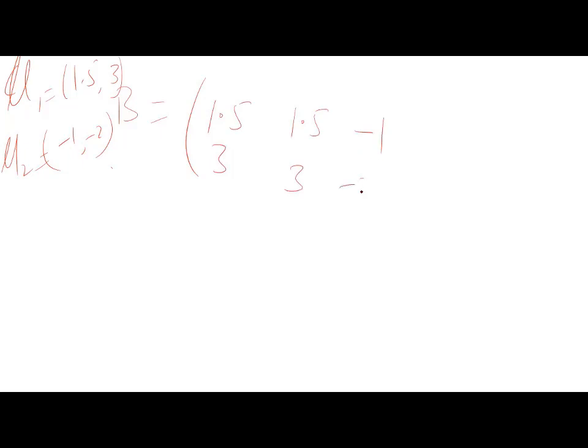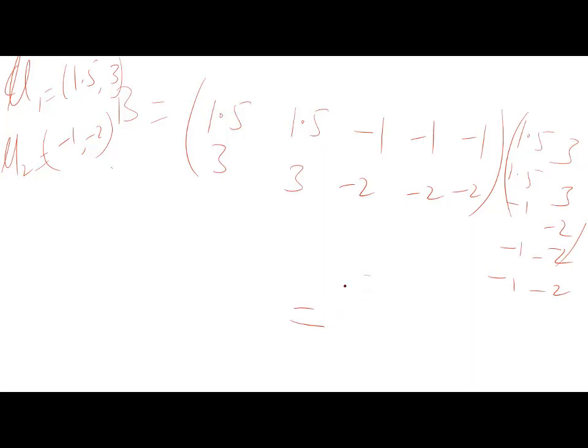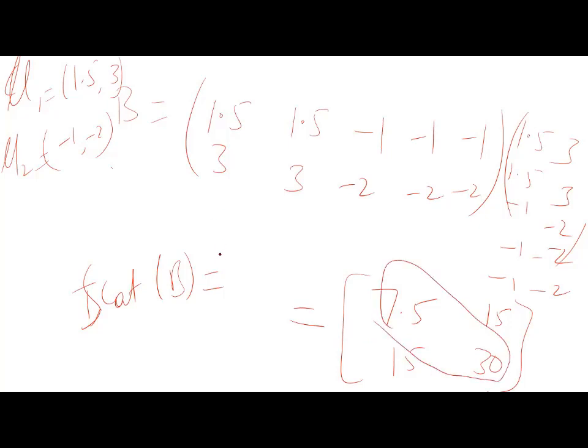now the first cluster, what is the first cluster mean? Mu1 is 1.5, 3. The second cluster mu 2 is minus 1 comma minus 2. So B is 1.5, 3. And this is minus 1, minus 2, into 1.5, 3, minus 1, minus 2. If we multiply these two, we will be getting 7.5, 15, 30. So now trace of or scatter of B is 37.5.